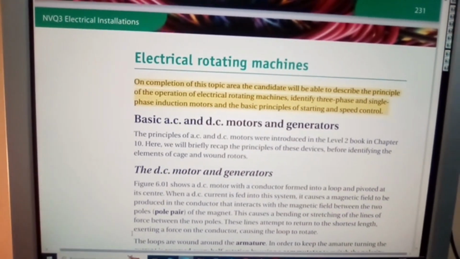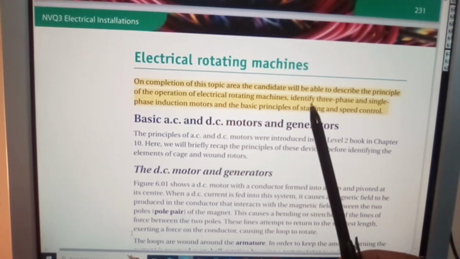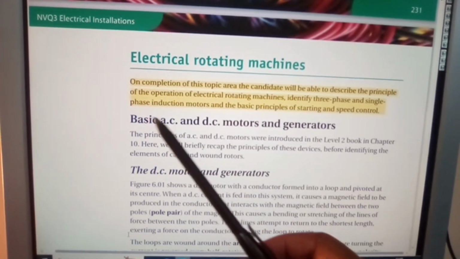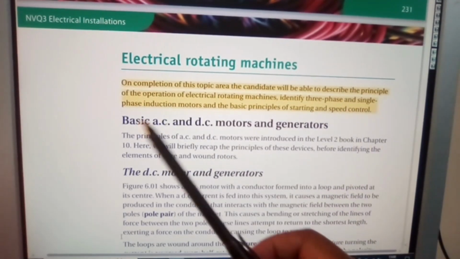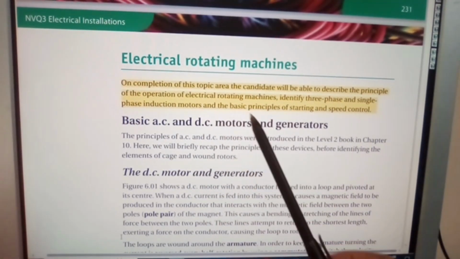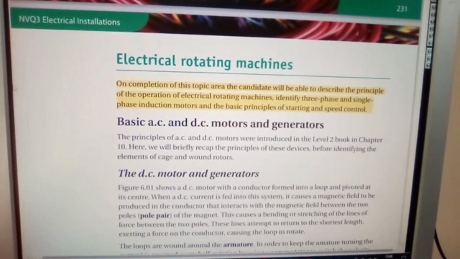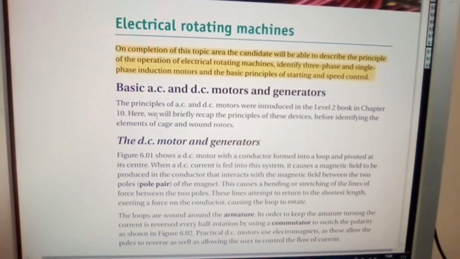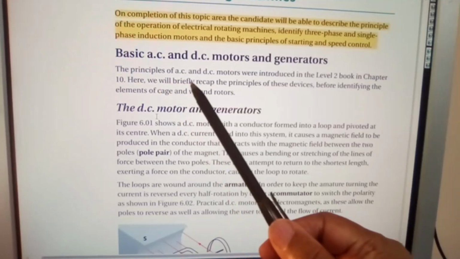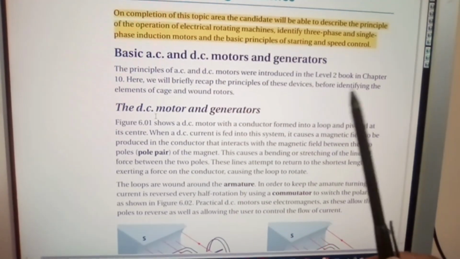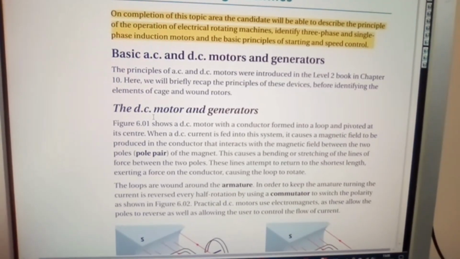Electrical rotating machines. On completion of this topic area, the candidate will be able to describe the principle of the operation of electrical rotating machines, identify three-phase and single-phase induction motors, and the basic principles of starting and speed control. Now, basic AC and DC motors and generators. The principle of AC and DC motors were introduced in the level 2 book in chapter 10.